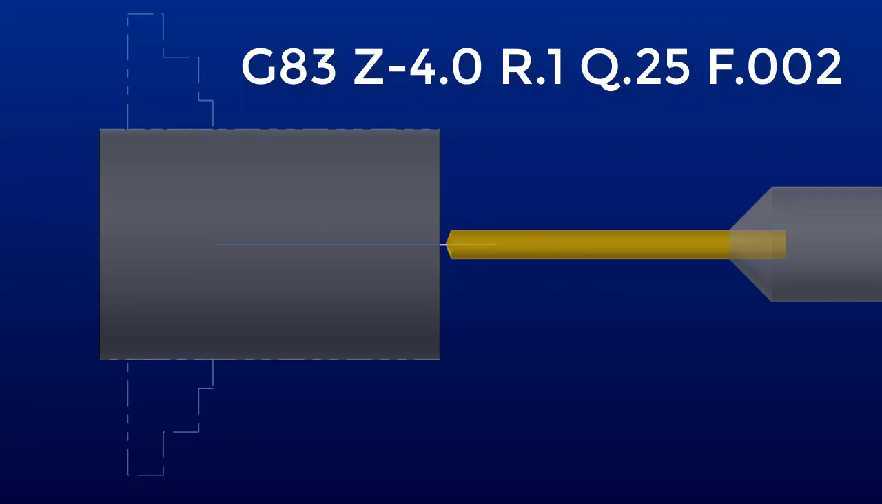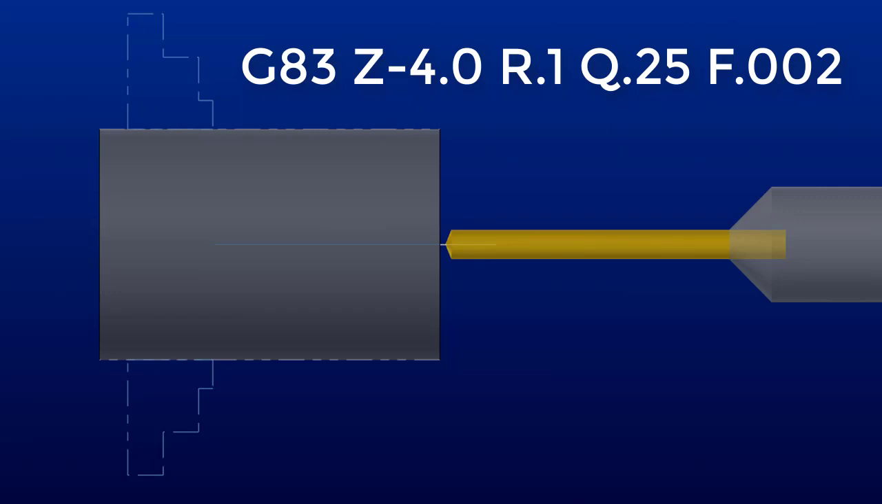And in this case, we're going to drill 4 inches deep. We're going to do a peck of 250 thousandths per peck at a feed rate of 2 thousandths per revolution and a retract distance of 0.1. And basically, those are the parameters that make up the G83 canned cycle.